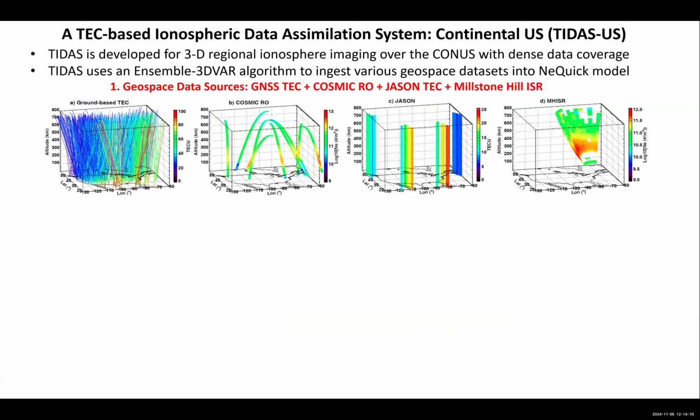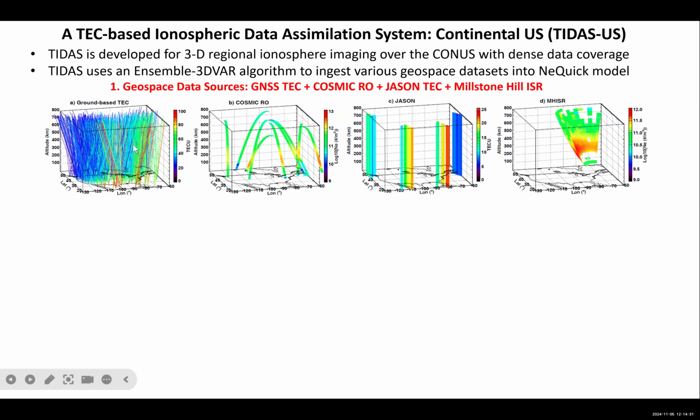So let's start from the continental US. These are the data sets that we use to build TIDAS. First of all, we have the GNSS total electron contents from over 2,000 receivers. We use the line of sight TEC, the slant TEC.